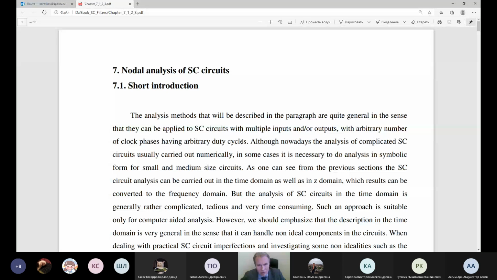Okay, so and we will open the text. So, do you see it? Is it okay?